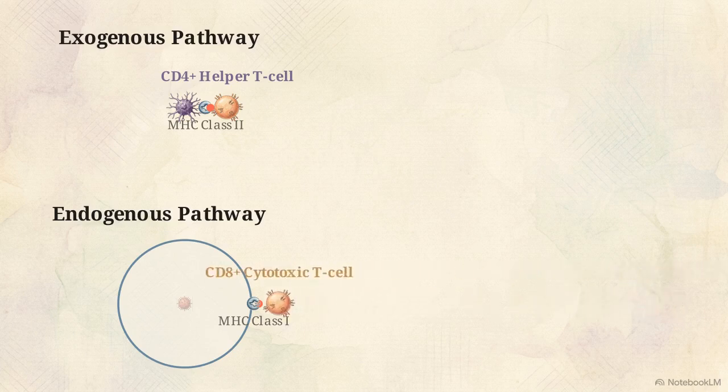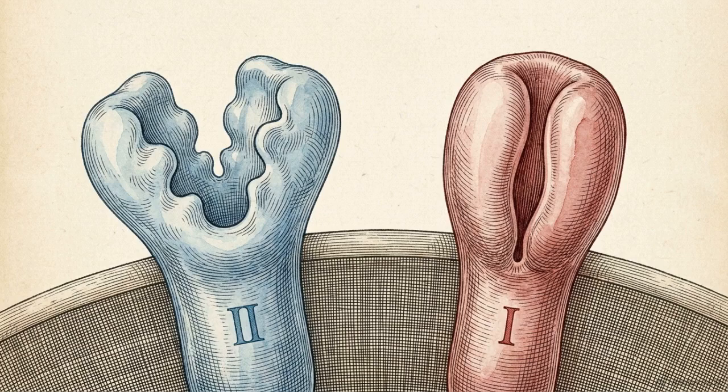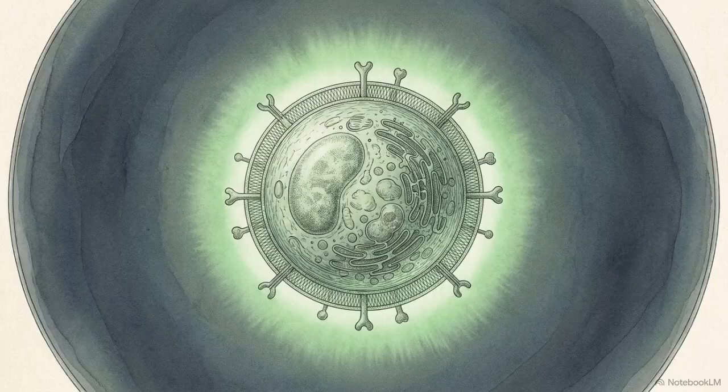The exogenous pathway handles external threats. Antigen-presenting cells engulf extracellular microbes, displaying fragments via MHC class II to activate CD4-positive helper T cells. Conversely, the endogenous pathway handles internal threats. Infected cells present viral proteins via MHC class I to alert CD8-positive cytotoxic T cells. This dual-class MHC system ensures the body deploys the correct type of force. It uses class II to coordinate against external threats, and class I to order the immediate destruction of an infected self-cell.